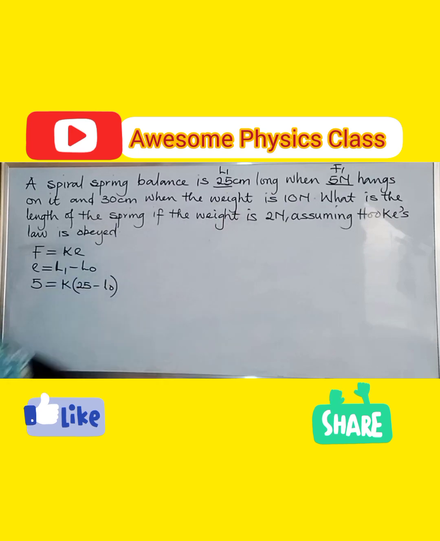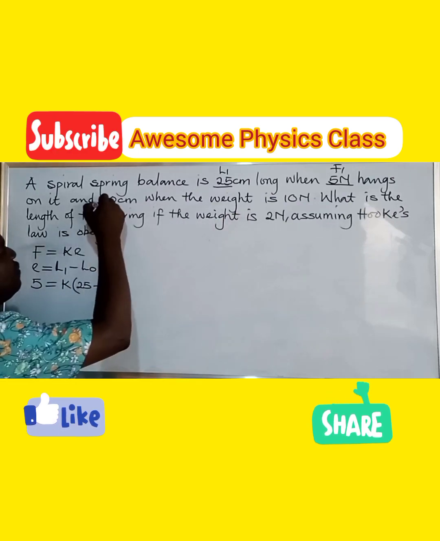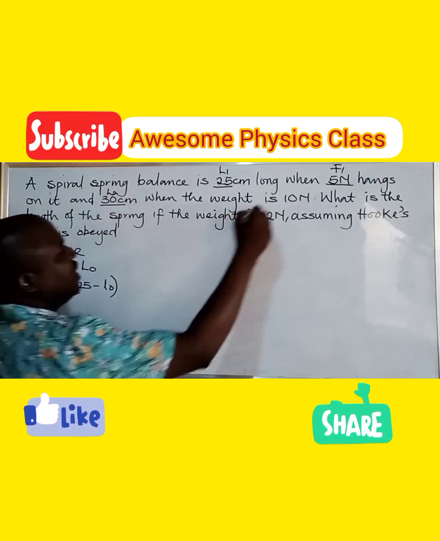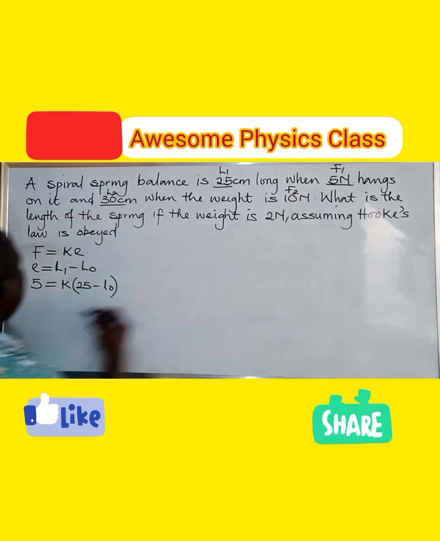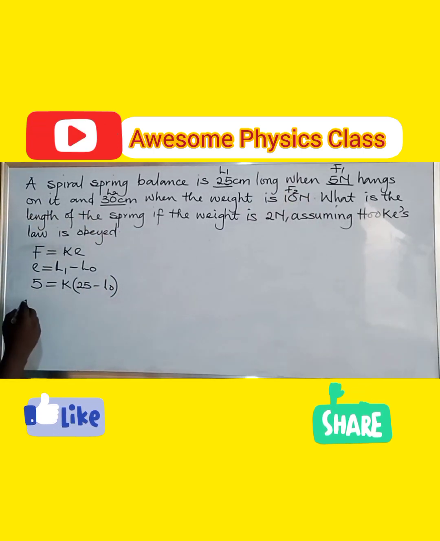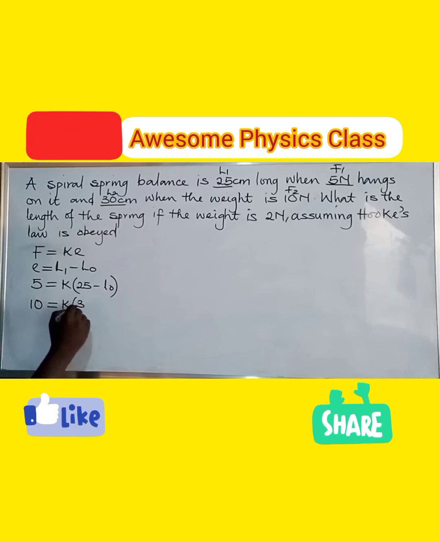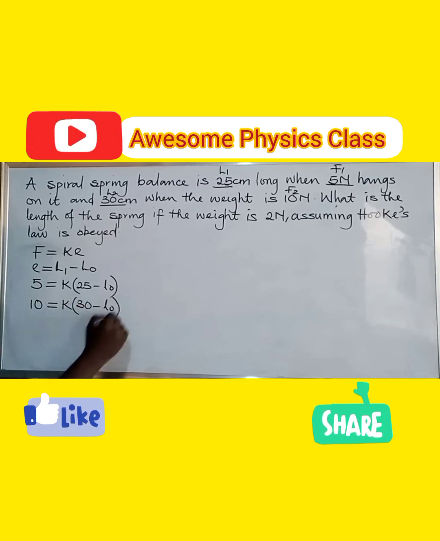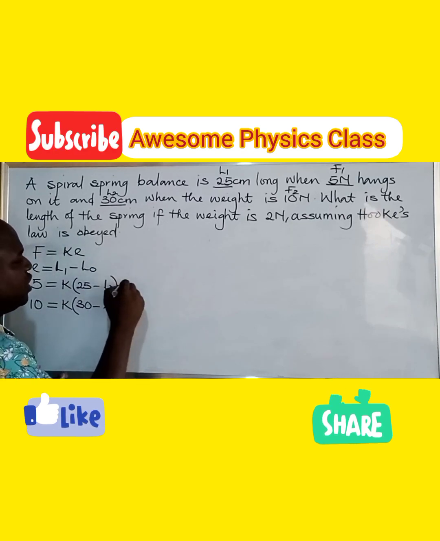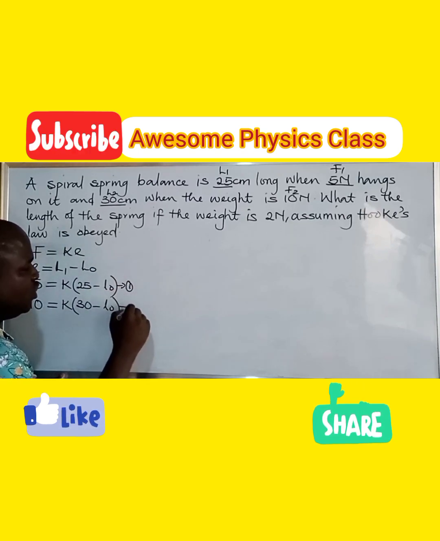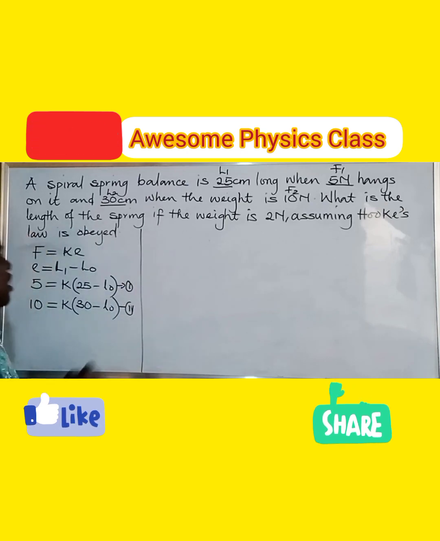Let's consider the second one too. We are given the second one, L2, and we are given the F2. That means we are going to have here too 10 is equal to K into 30 minus L0. I can call this one 1 and call this one 2.